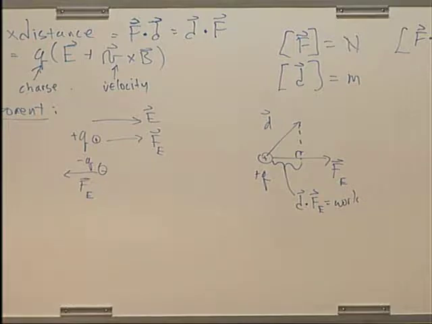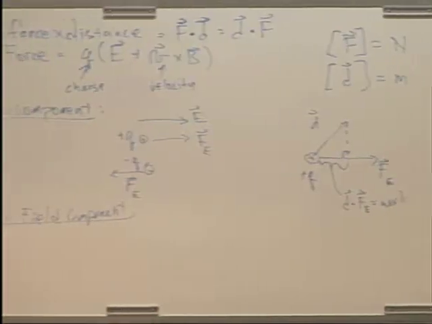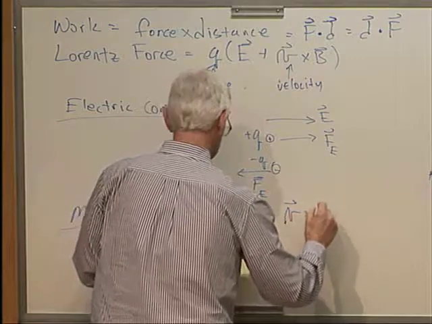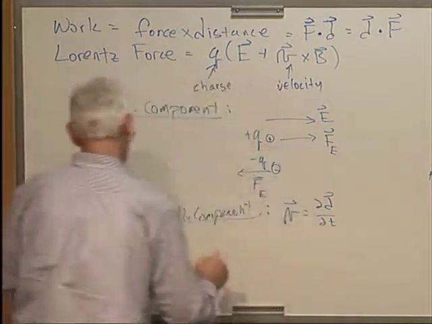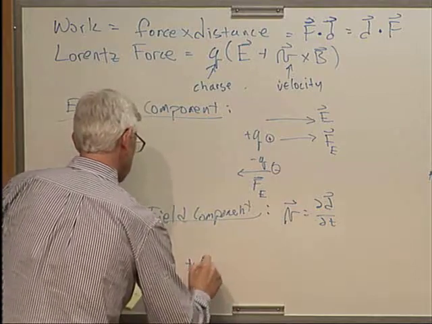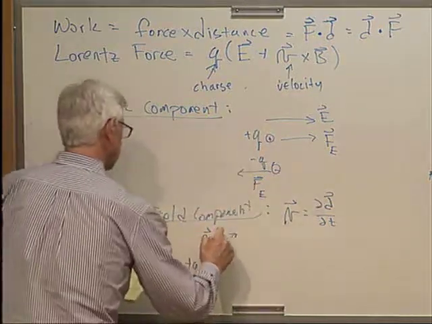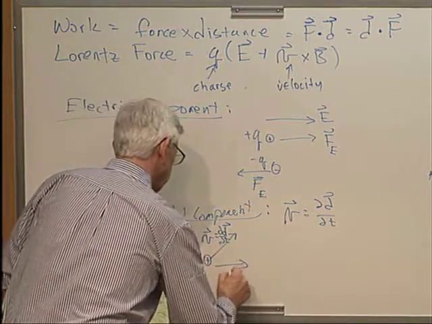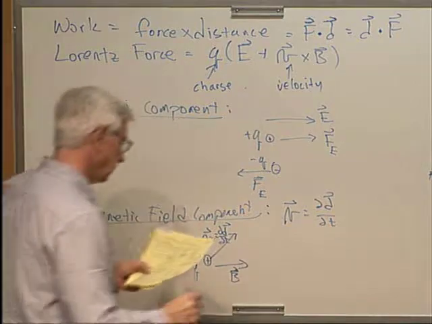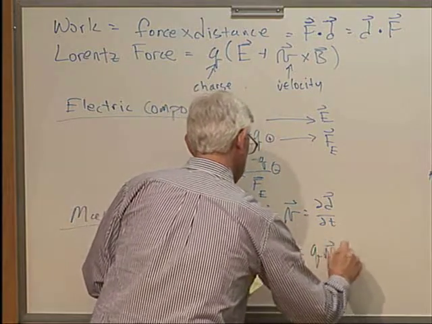Now, with the magnetic field component, we can think of the velocity as the change in the displacement with respect to time. If I have a positive charge and its velocity is in the same direction as the displacement we showed for the electric field, and the magnetic field is in the horizontal direction, then FB is equal to QV cross B.